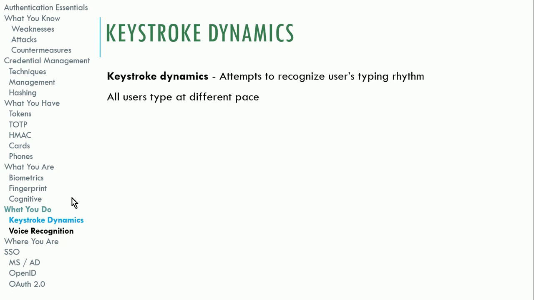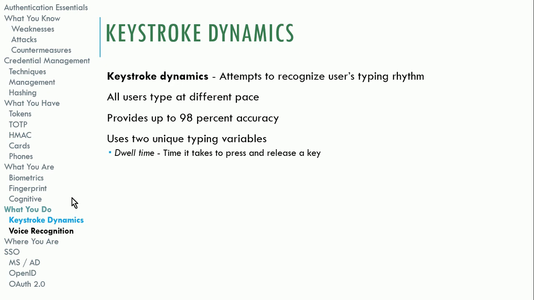There are certain idiosyncrasies about how all of us type. If you look around the room, everybody types a little bit different. Some people touch type. Some people use two fingers. People type at different speeds, at different cadences, and you can measure all that up to 98% accuracy. Not 100%, but 98%, which is pretty good.